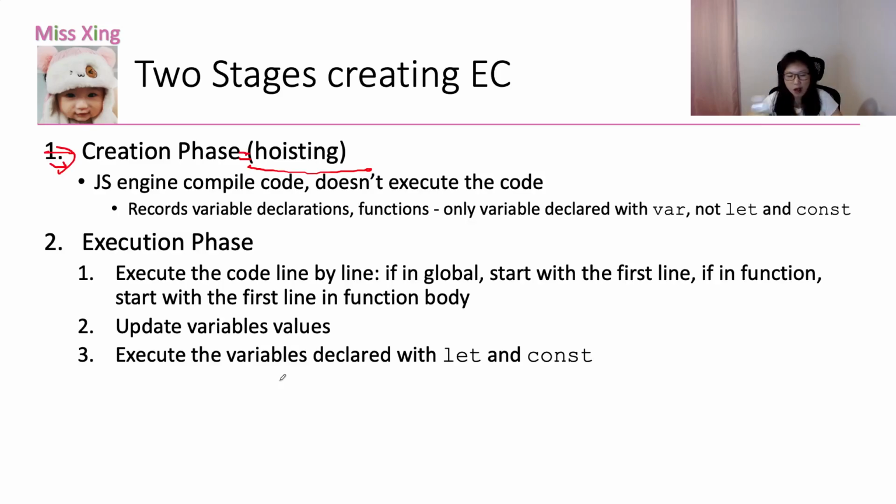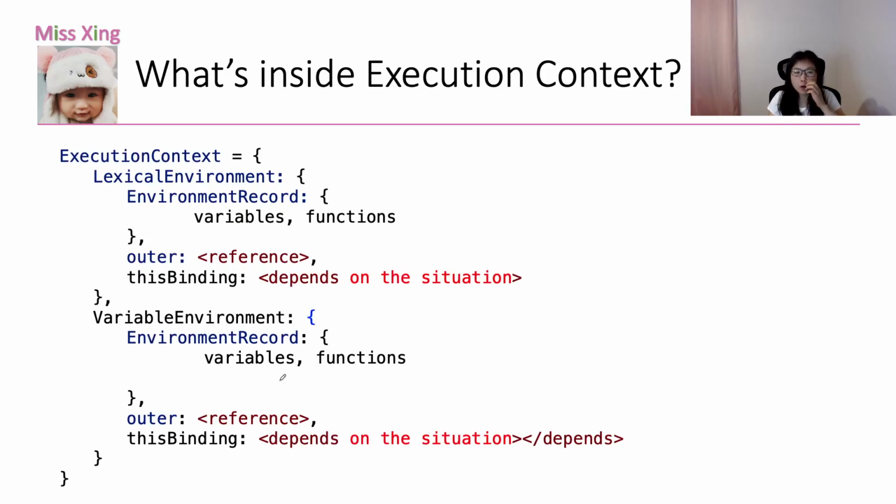Okay, now this is the execution context. Now let's take a look at what's inside the execution context. An execution context potentially will look like this. It's actually an object. In the object, you may have something called the lexical environment. You will have something called the variable environment, but they are so close.